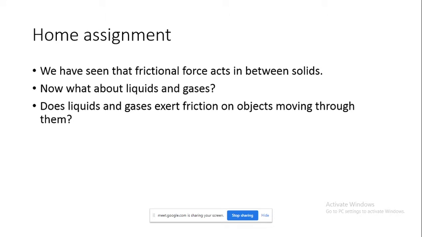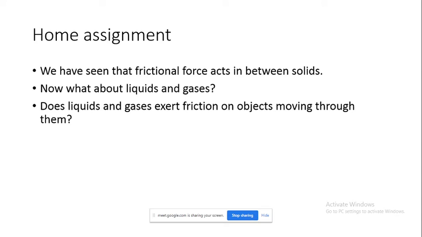Okay, I got Rajarajeshwari's answer. Answer first. Do liquids and gases exert friction on objects moving through them? Now, Kusuma, can you answer? Can you tell me, what do you think? Will liquids exert friction on objects moving through them? In liquids it is possible. Okay, Sarishma. So what about gases then? Ma'am, gases means how, ma'am? I didn't understand that one.